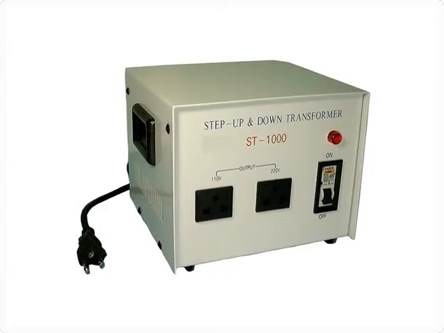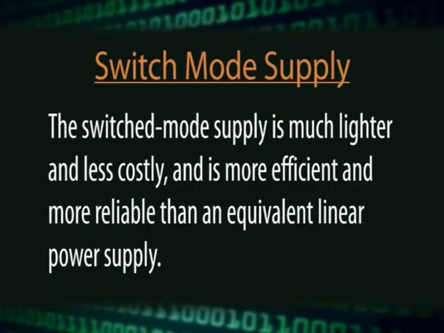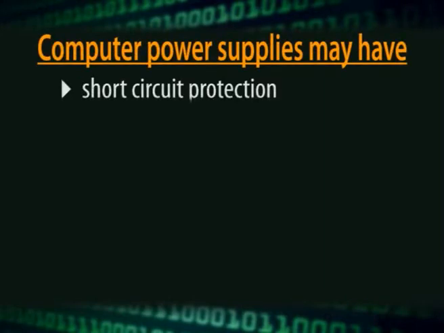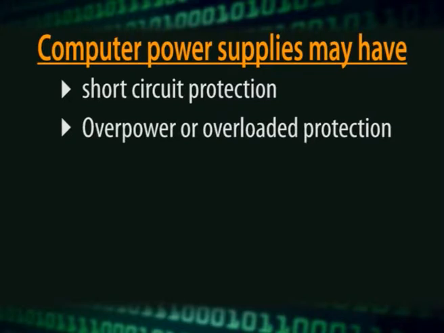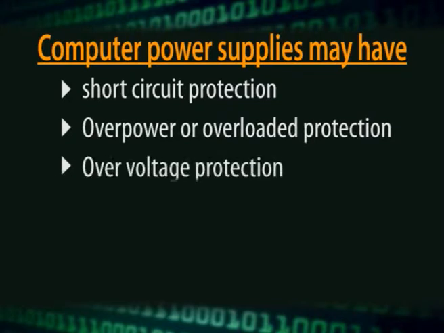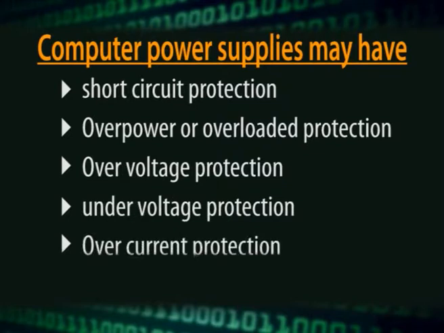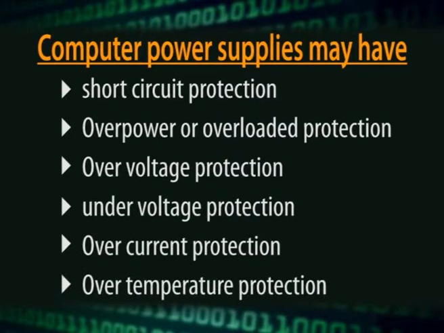The first generation microcomputer and home computer power supply units used a heavy step down transformer and linear power supply. Modern computers use switched mode power supplies with a ferrite core high frequency transformer. The switch mode supply is much lighter, less costly, more efficient and more reliable than an equivalent linear power supply. Computer power supplies may have short circuit protection, overpower or overload protection, over voltage protection, under voltage protection, over current protection and over temperature protection.